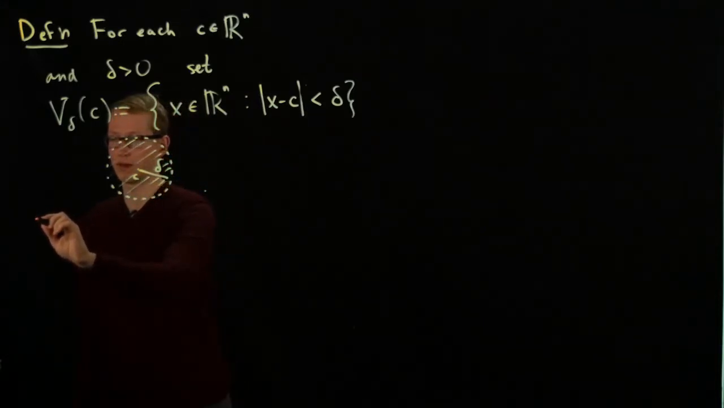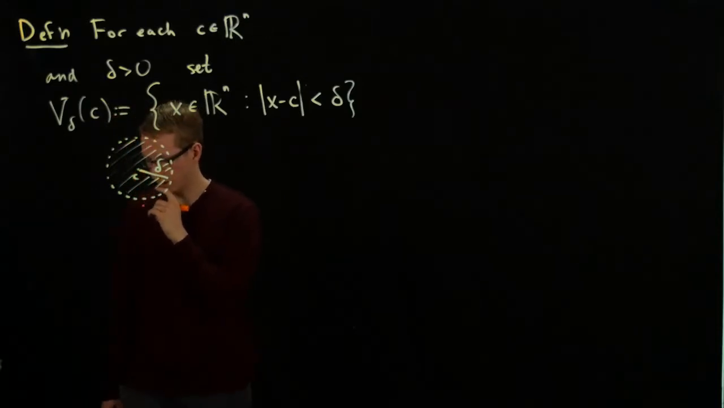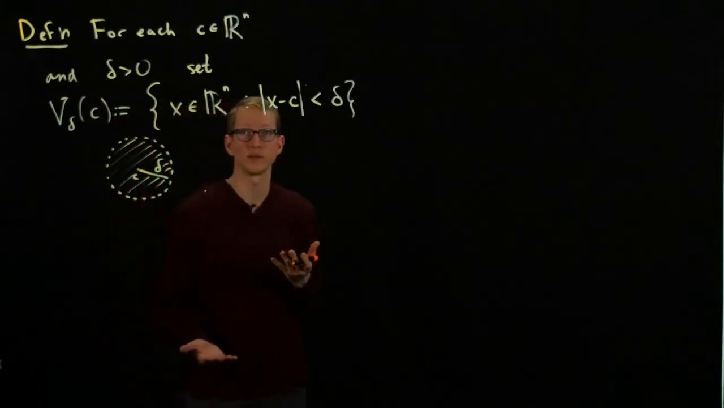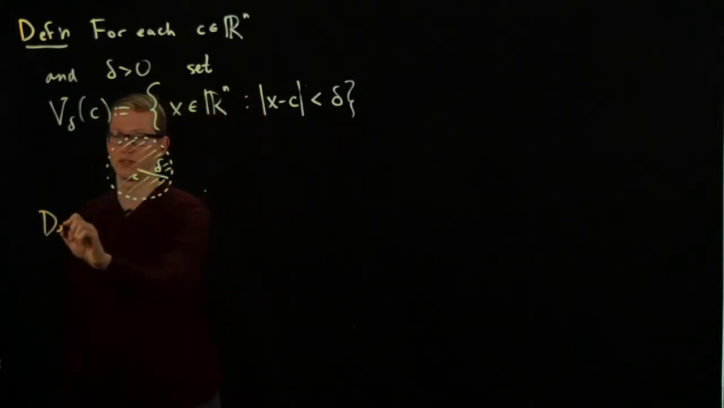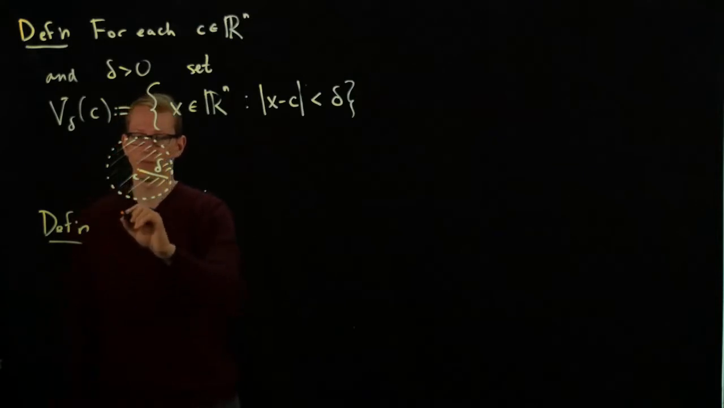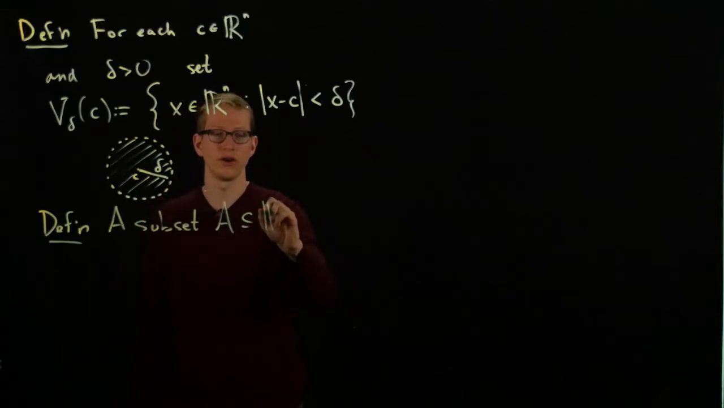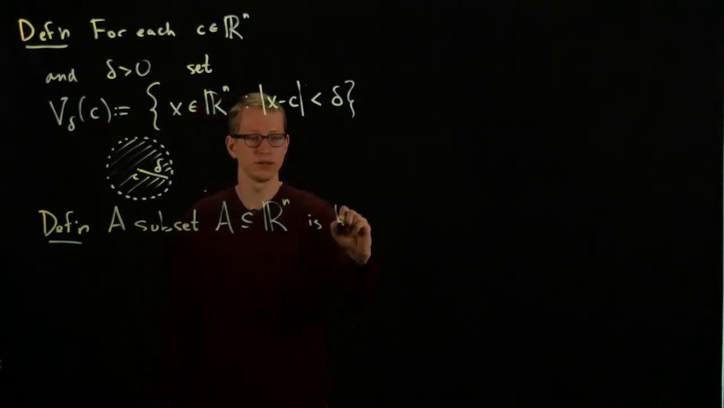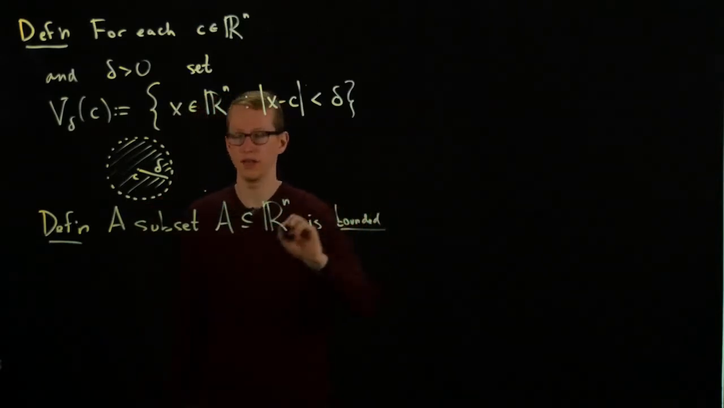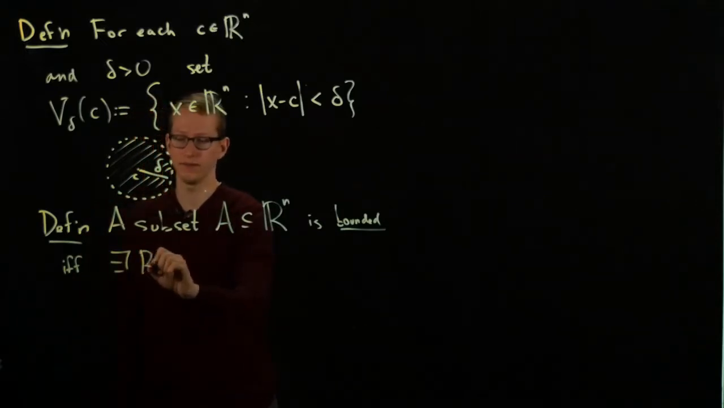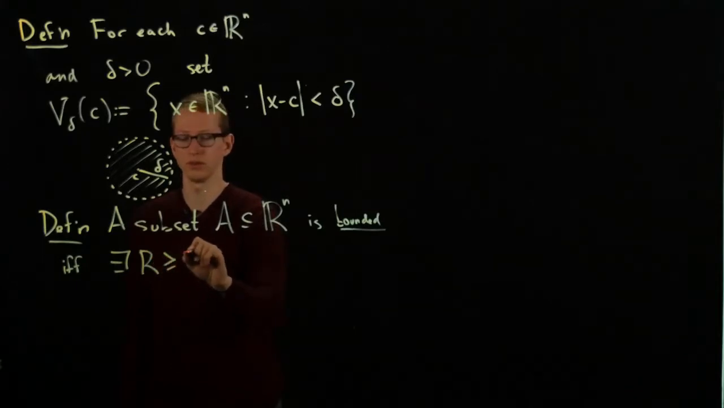So we'll start off with the definition of what it means to be bounded for a subset. We've already discussed what it means for a subset to be closed, so that's one other thing we need to define. A subset A in Rn is bounded if and only if there exists a number R, let's say, which is greater than or equal to 0.